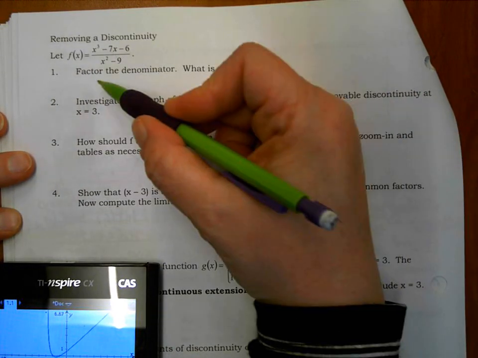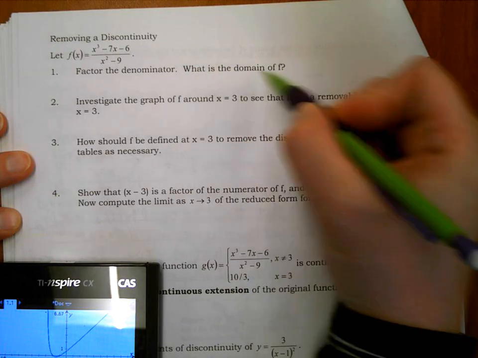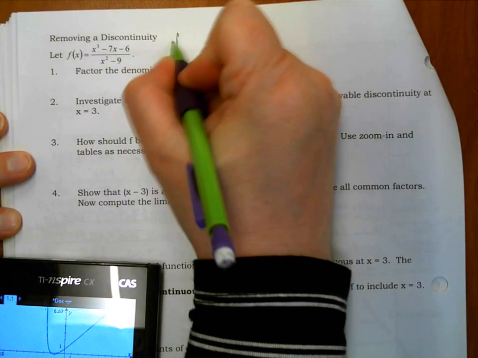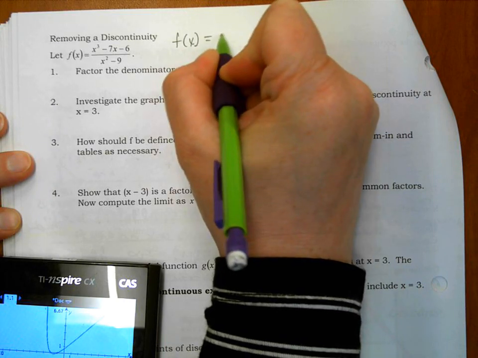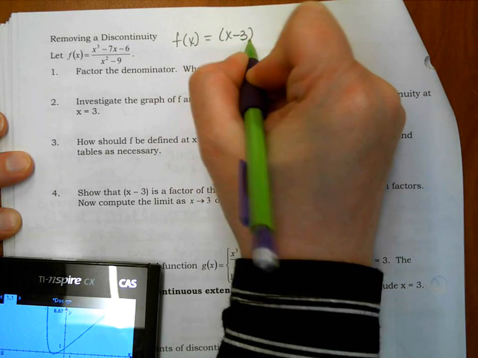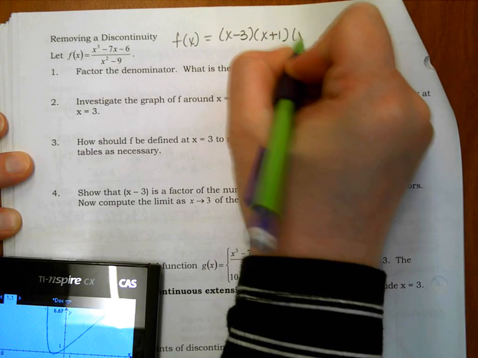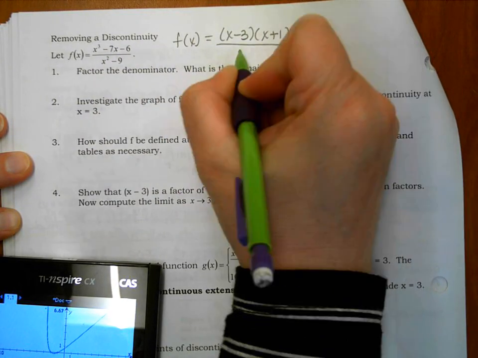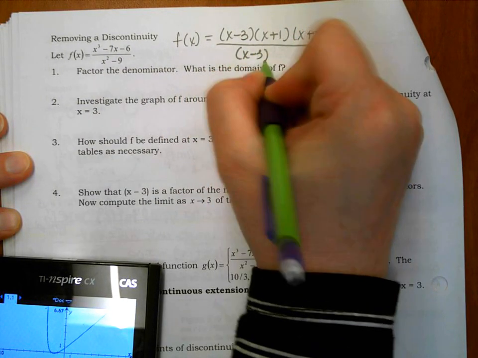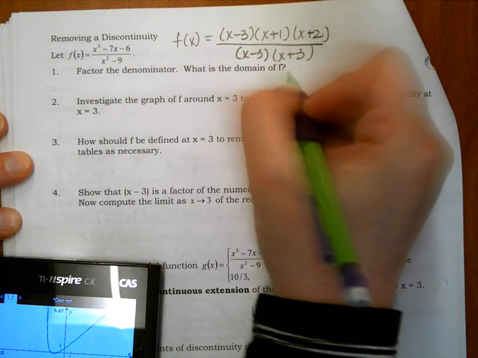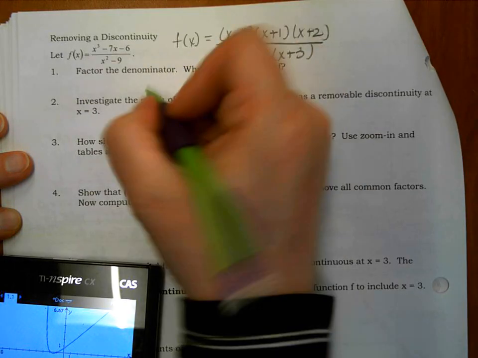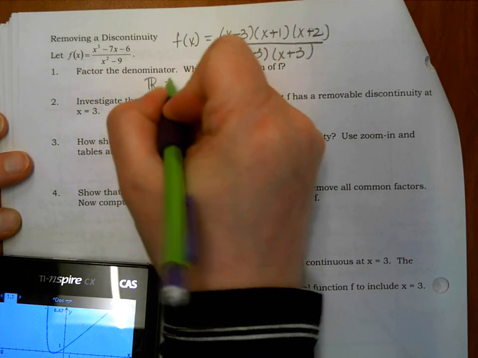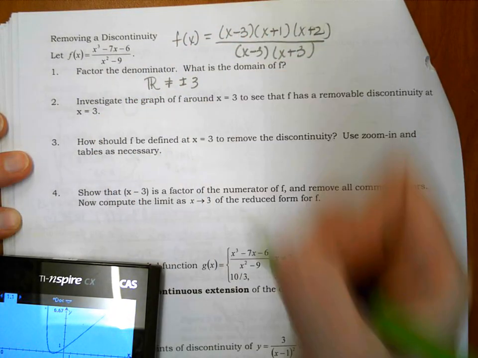All right, so it says factor the denominator, and then what is the domain of f? Okay, I'm going to go ahead and factor this whole thing and see what I come up with. So you can put this into your calculator to factor if you want. So just the factoring part, what is the domain? Okay, I can put anything in here, but I can't have 0 in the denominator. So basically it's all real numbers not equal to positive or negative 3.